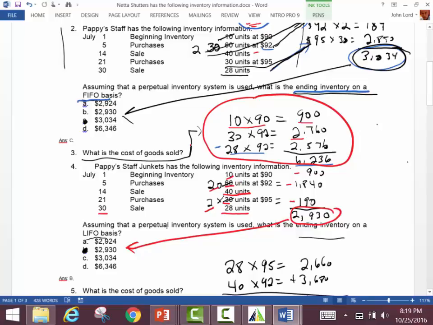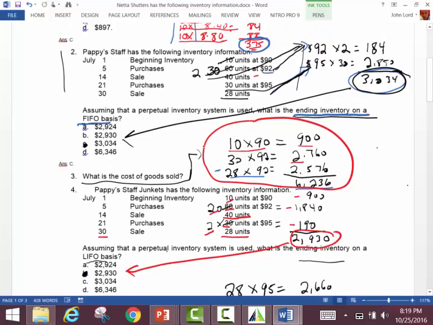Oh, okay, let's do cost of goods sold. So cost of goods sold is what? I sold those 10 at 90, right? And then I sold these what? These 30 at 92, and then I sold 28 of those, because remember I ended up with 2. I sold 28 of those also at 92, didn't I? To get the cost of goods sold? Right?